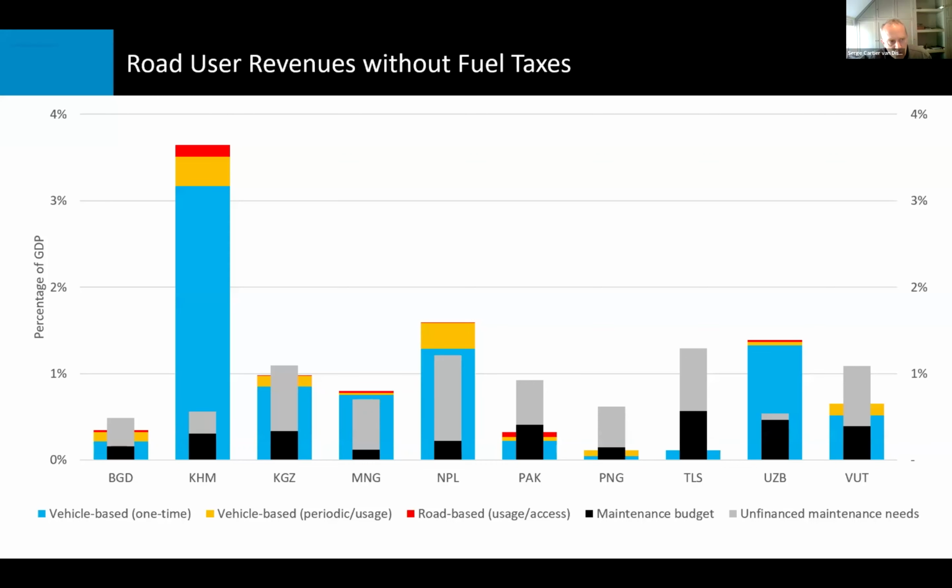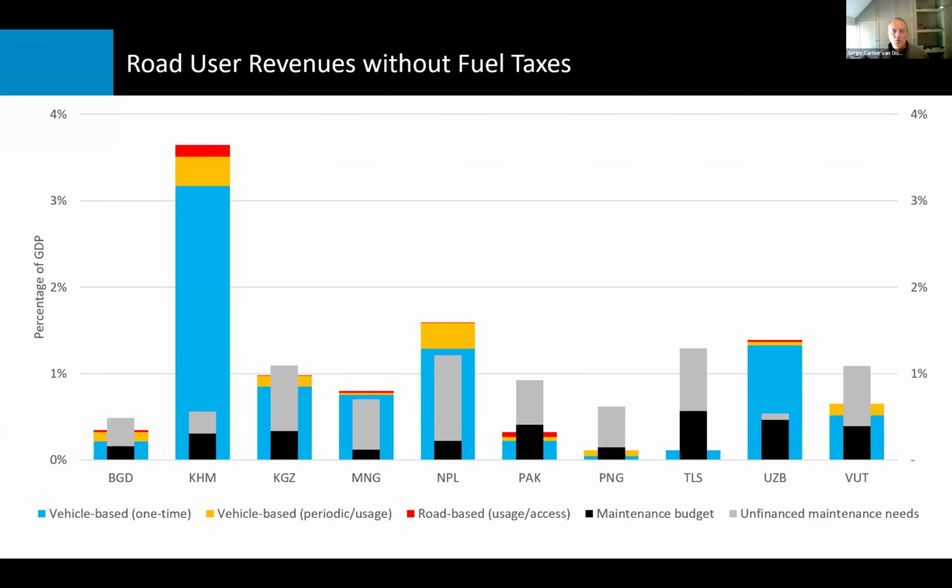So what this first publication has actually shown is that the road maintenance needs vary from one country to another, that in none of the countries are the allocations meeting the needs, although in Uzbekistan they're getting quite close. But in most countries, they have very big problems financing road maintenance.